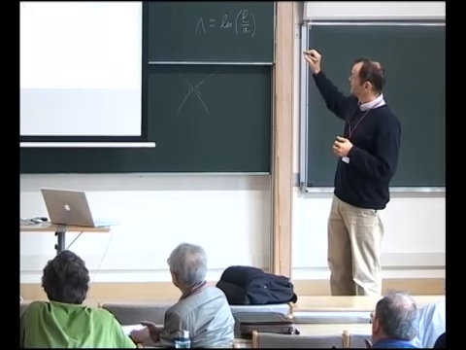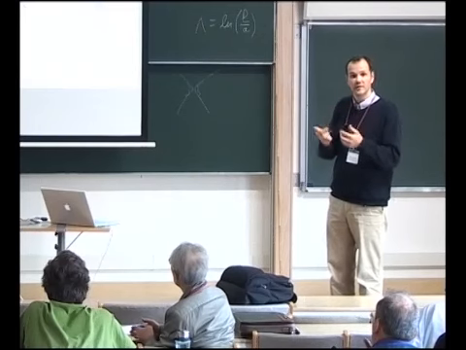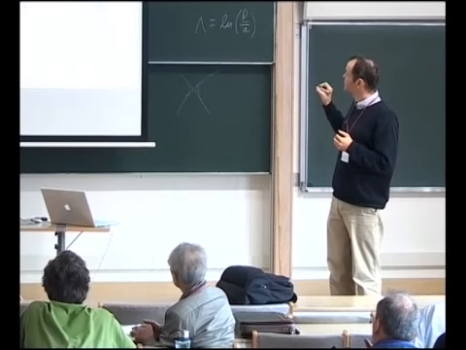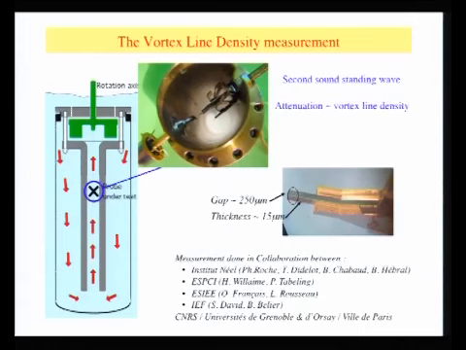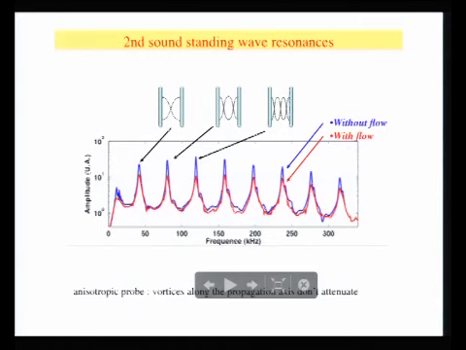Those vortex line density probes are based on the fact that in a superfluid you can propagate temperature waves. This is called second sound. These temperature waves are attenuated by the vortex lines. So if you measure the attenuation, you can go back to the vortex line density, and if the probe is very small, like it is the case here, it is a micromachined probe, you have the vortex line density locally and as a function of time.